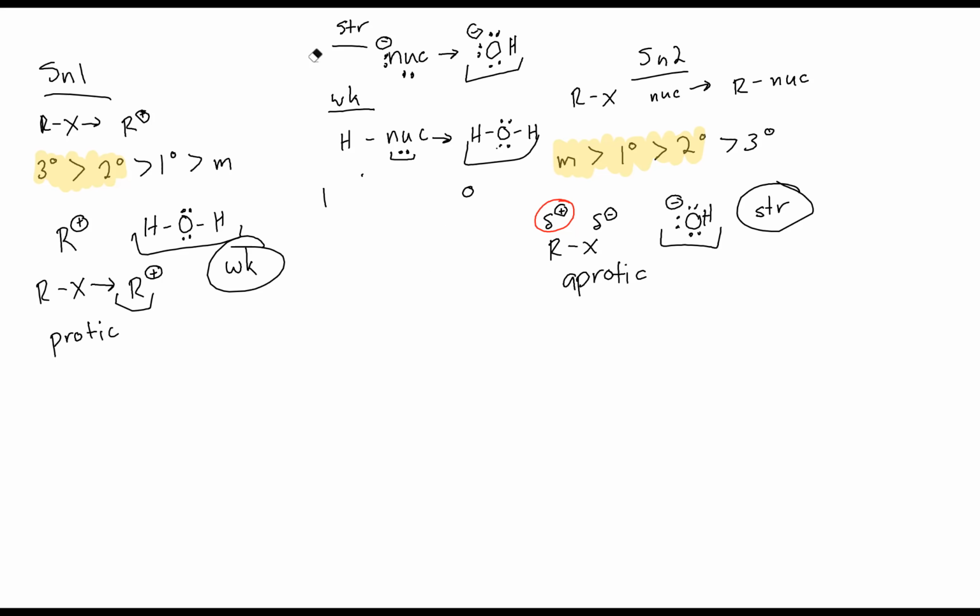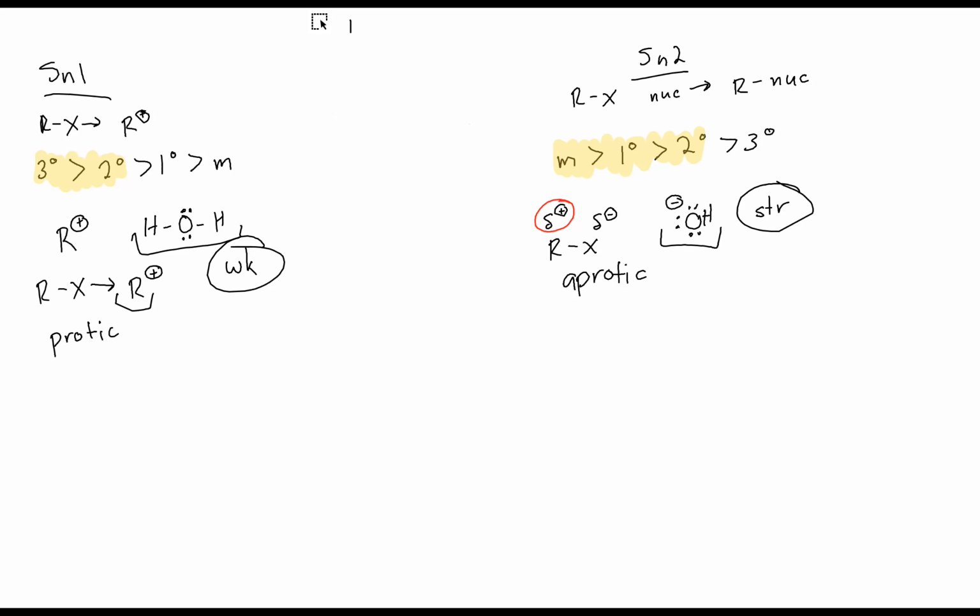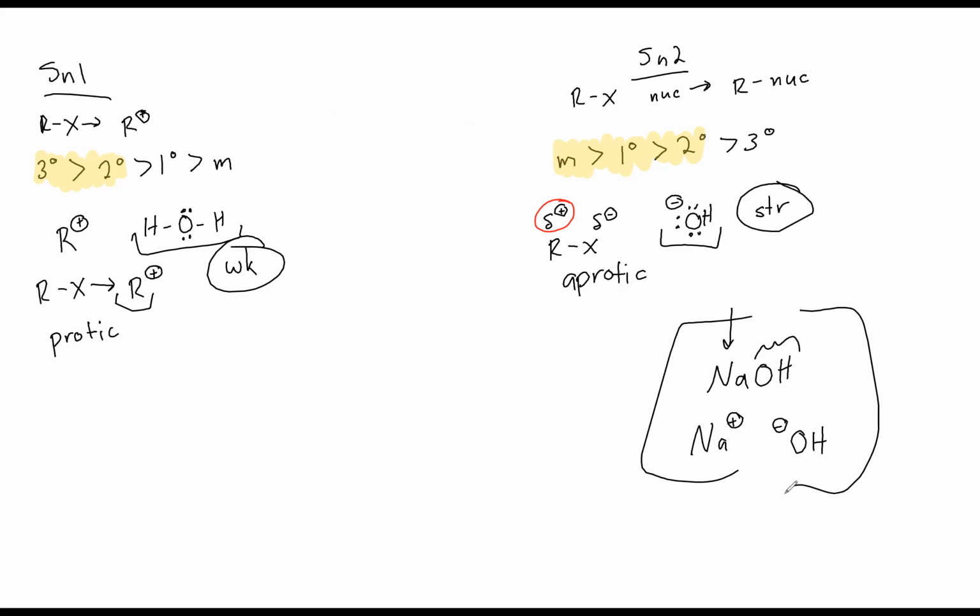All right, let me erase this very quickly. Quick question. Go ahead. Would NaOH be protic or aprotic? NaOH? That would be your nucleophile. One thing to know about nucleophiles, sorry I cut you off there: whenever you have a metal attached to something else, it'll dissociate into Na plus and OH minus. So in this case, the NaOH would be considered a strong nucleophile because it dissociates into Na plus and OH minus. OH minus is our strong nucleophile.